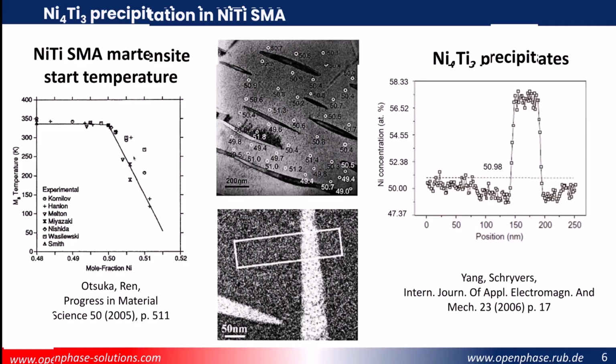So you can prepare an alloy with slightly more nickel than necessary, and then by precipitating these stoichiometric precipitates, tune the composition and arrive at desired properties. And that actually is the interesting part.